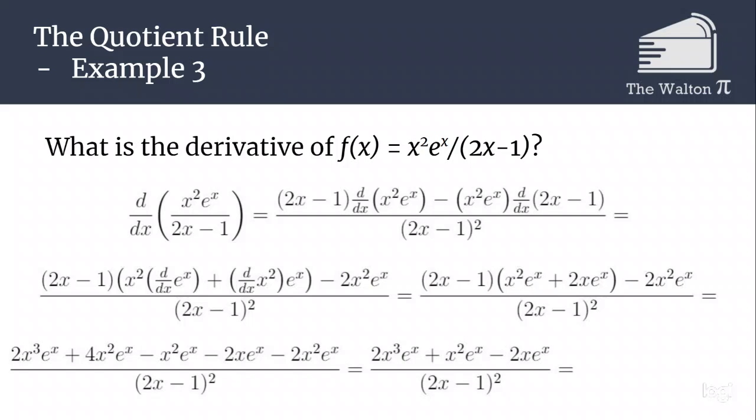Expanding out and then simplifying and canceling out some terms, we end up with x e to the x times 2x squared plus x minus 2, all over 2x minus 1 squared. That's going to be our answer.